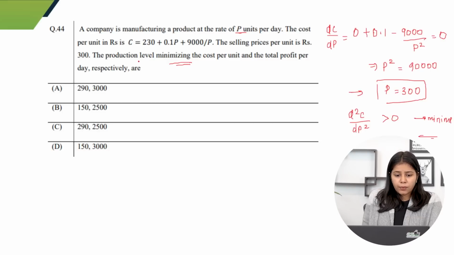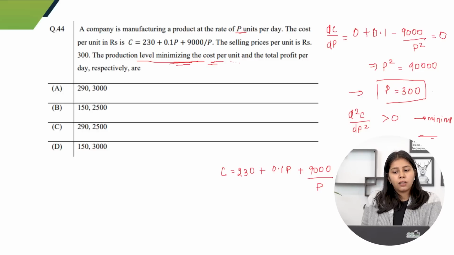If we are getting minima at p equals 300, they are asking for the production level that minimizes the cost per unit. So we have to produce 300 products, and what would be the minimum cost per unit? So cost would be 230 plus 0.1 p plus 9,000 divided by p. This is my cost. So I have to produce 300 products to get the minimum cost, right? So let's find the minimum cost.